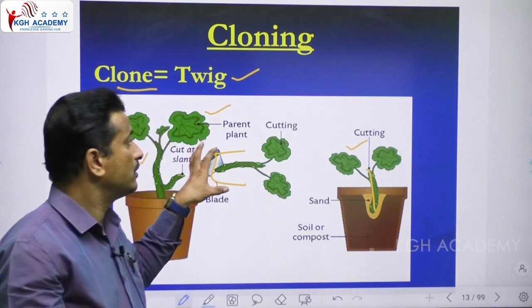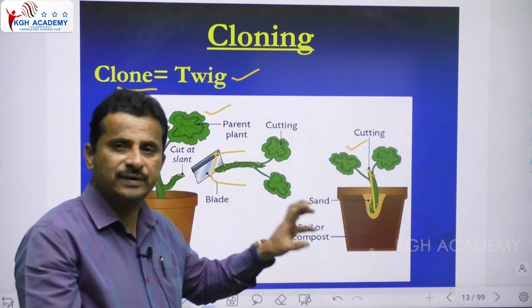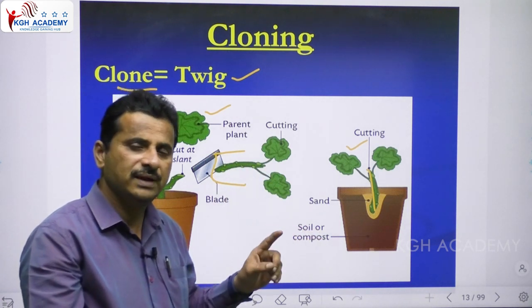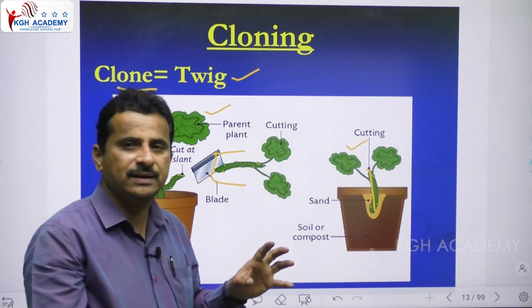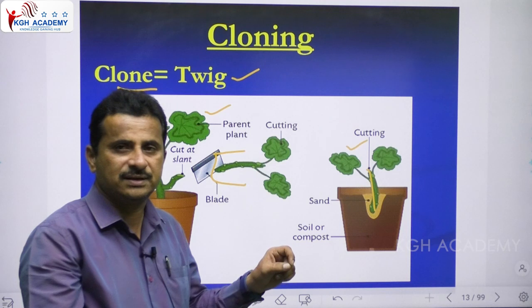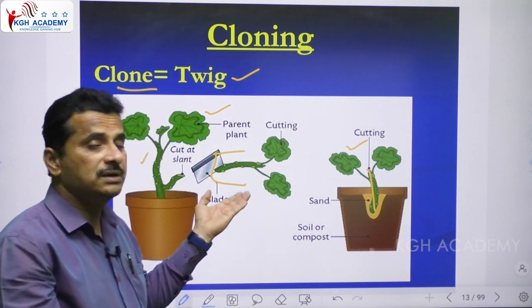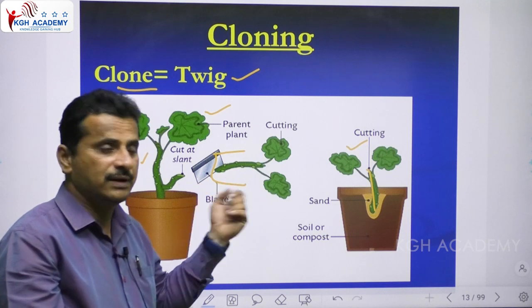So here clone means twig. How? Plants propagated through twigs look the same. In the same way, cloning animals, cloning plants, cloning organisms have the same characters. In this way the word clone was formed.